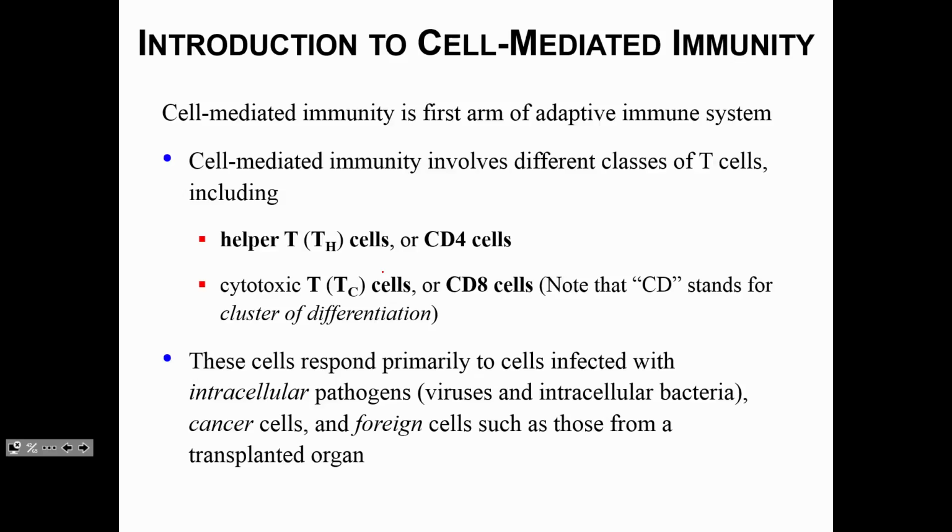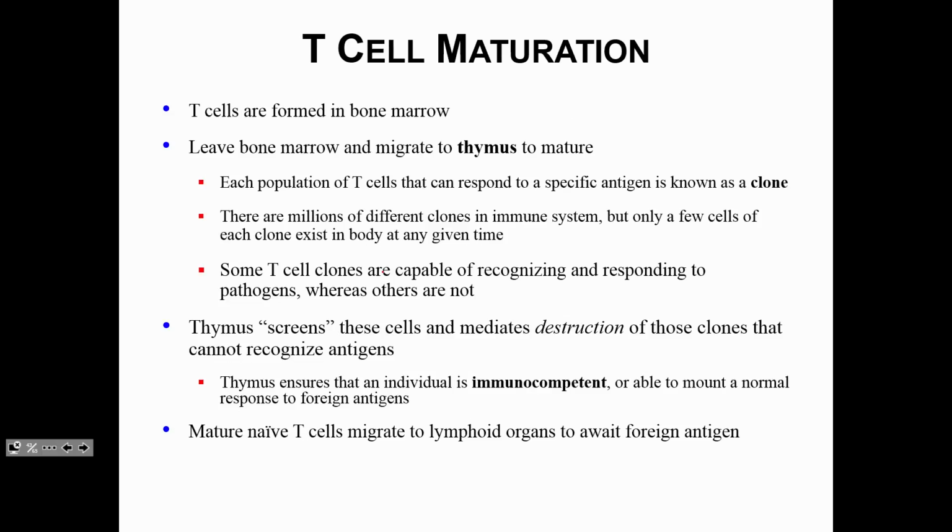Now, these are primarily responsible for responding to cells that are infected with intracellular pathogens, like viruses or bacteria that are in the cell. They also respond to cancer cells and any foreign cells like those that would come from a transplanted organ. So those are what these cells are going to respond to primarily: cancer, foreign cells, and intracellular pathogens. Now, T cells we know are made in the bone marrow. They leave the bone marrow and go to the thymus to mature.